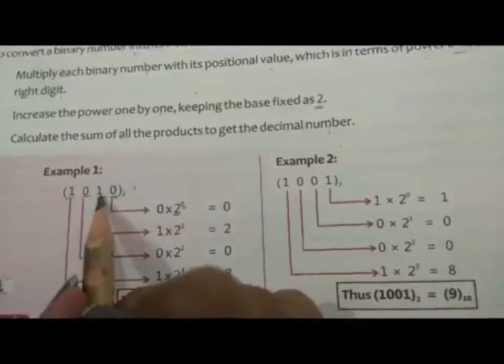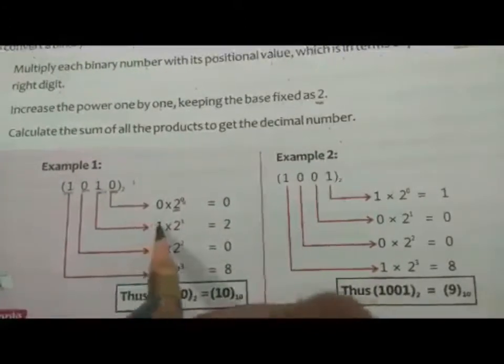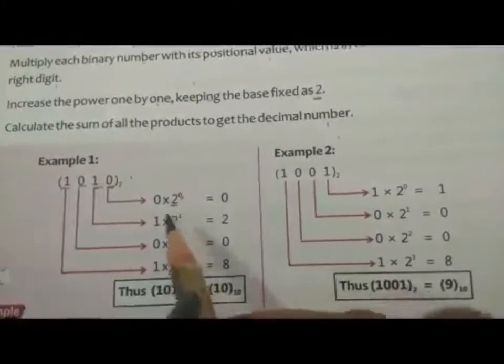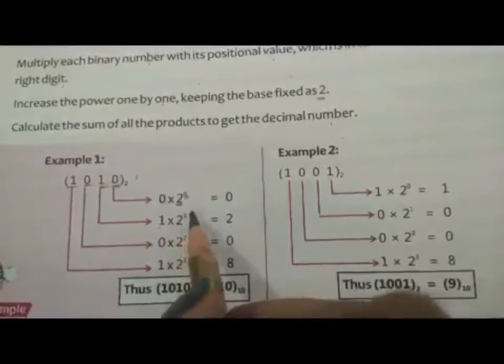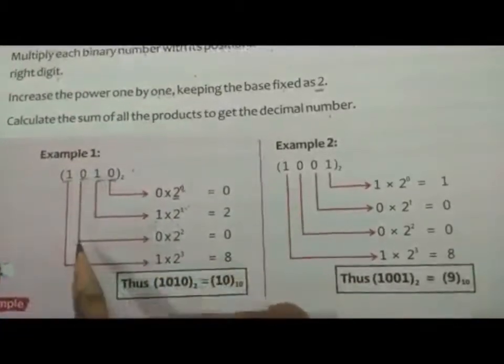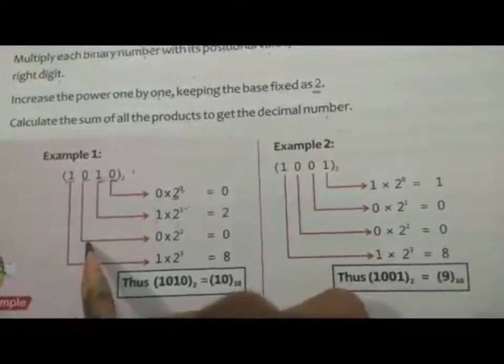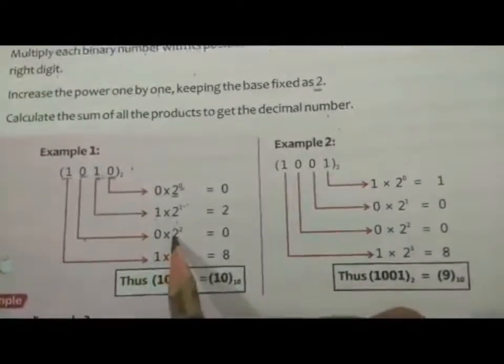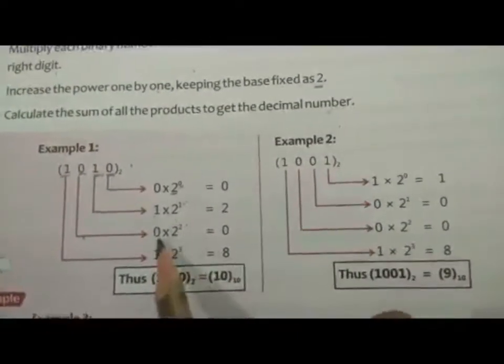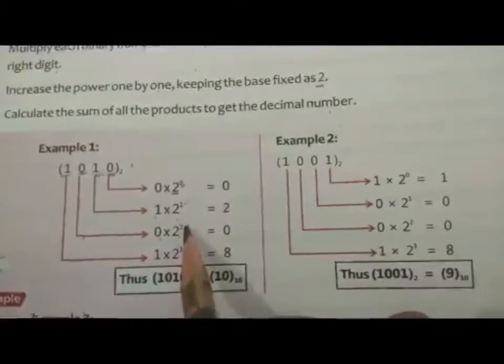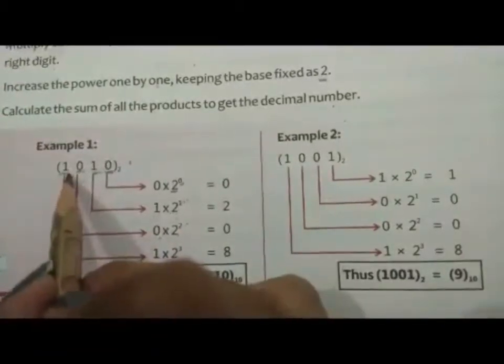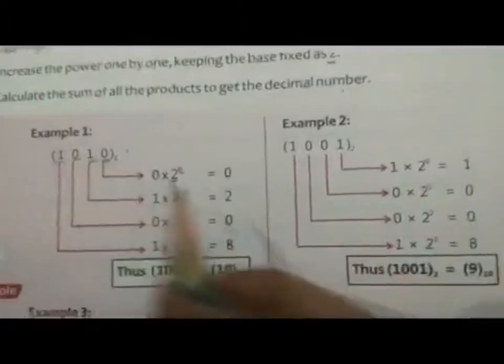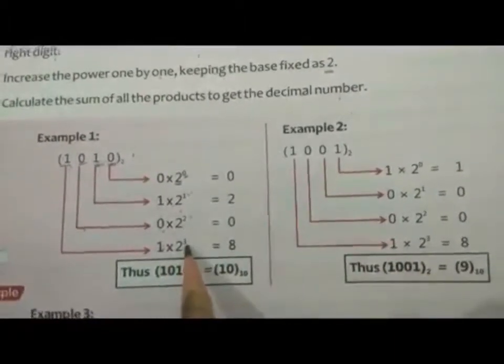Now 1 is in the place value of tens. So 2 raised to power 1. 1 into 2 raised to power 1. 0's positional value is hundreds. So we have to multiply it with the power of 2. 0 into 2 raised to power 2. 1 is in the positional value of thousands. So 1 into 2 raised to power 3.